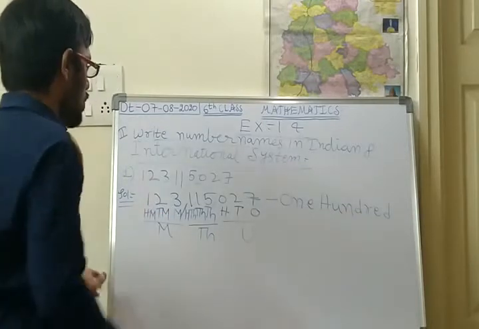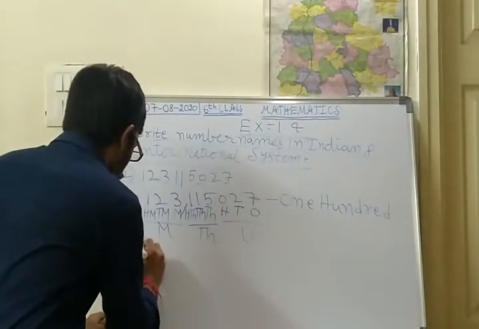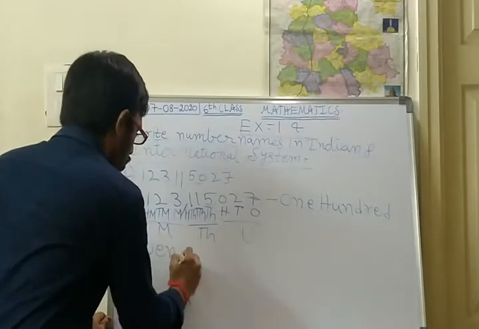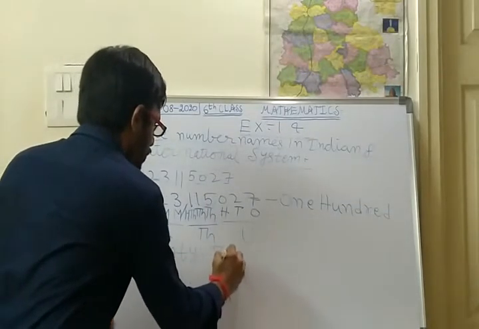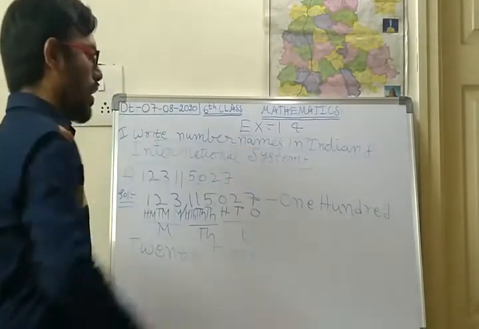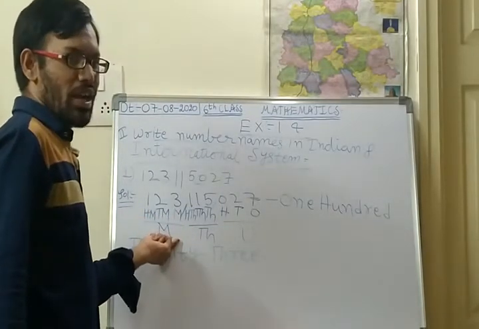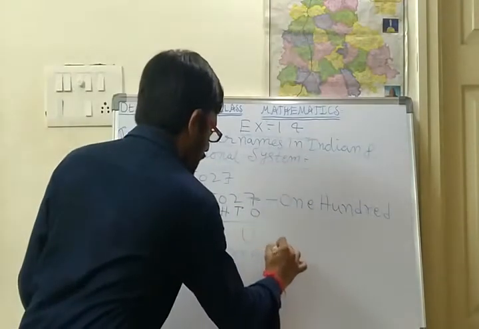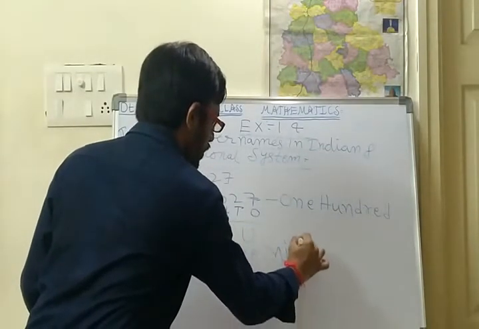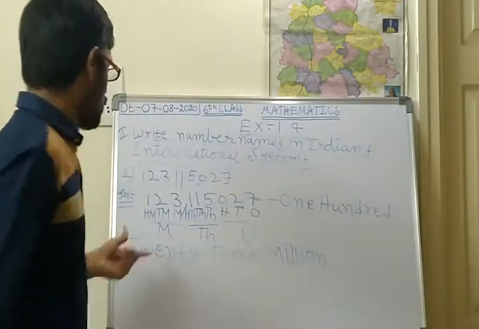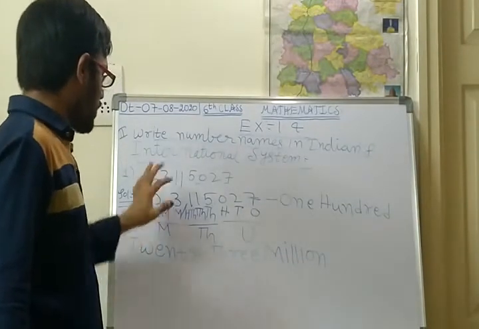So 123. So 123 is finally in the millions category. So write down million. 123 million. Afterwards, next thousands category.